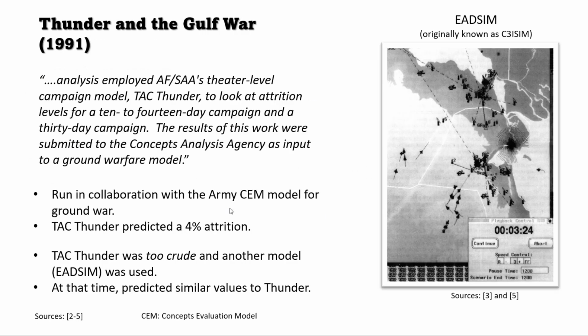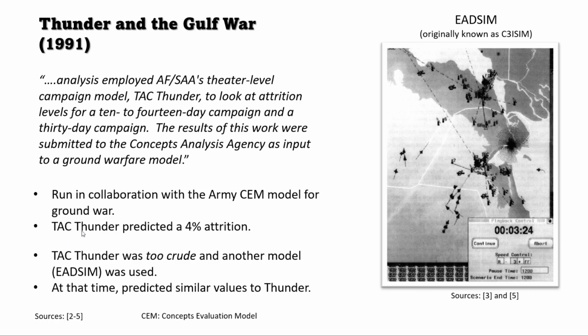Since Thunder was an important model of the United States Air Force to model campaigns, it was used to simulate the first Gulf War in 1991, as described in 1993 by the Gulf War Air Power Survey. Analysis employed the theater-level campaign model TAC Thunder to look at attrition levels for a 10 to 14-day campaign and a 30-day campaign. The results of this work were submitted to the Concepts Analysis Agency as input to a ground warfare model. Some sources cite that Thunder was run in collaboration with the Army CAM model for the ground war.